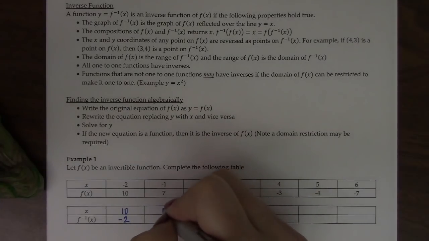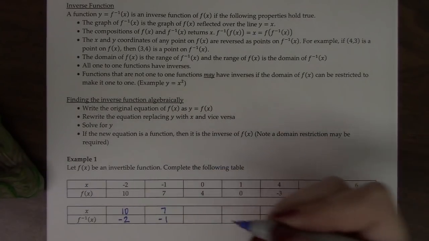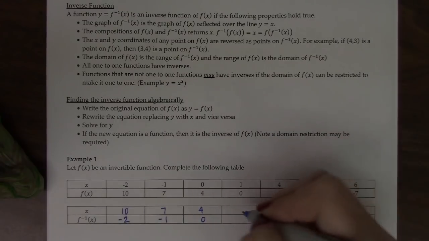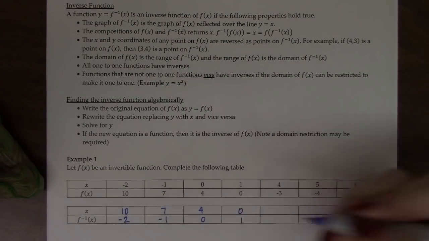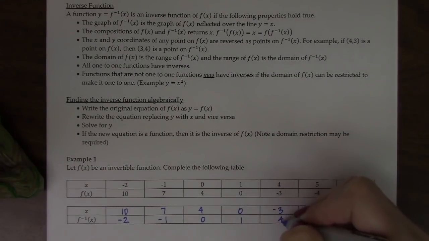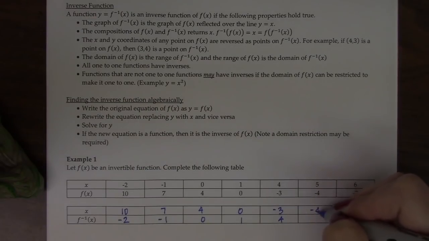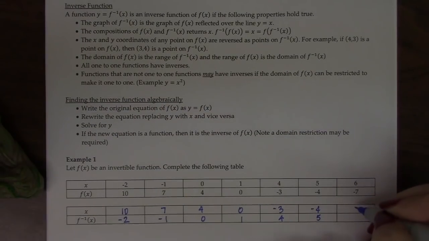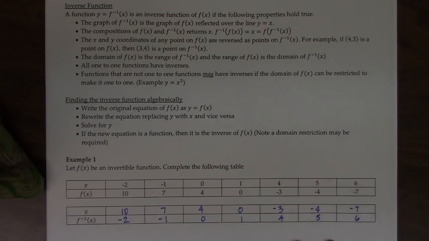So then it's (7, -1), (4, 0), (0, 1), (-3, 4), (-4, 5), and (-7, 6). So all I did was flip the rows. Every (x, y) became (y, x) on the new graph.